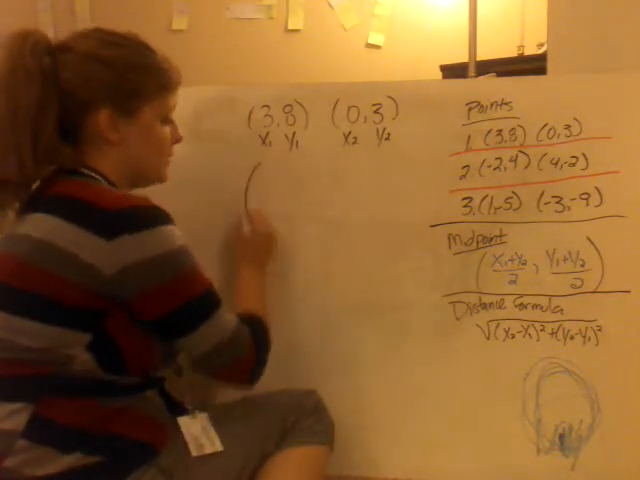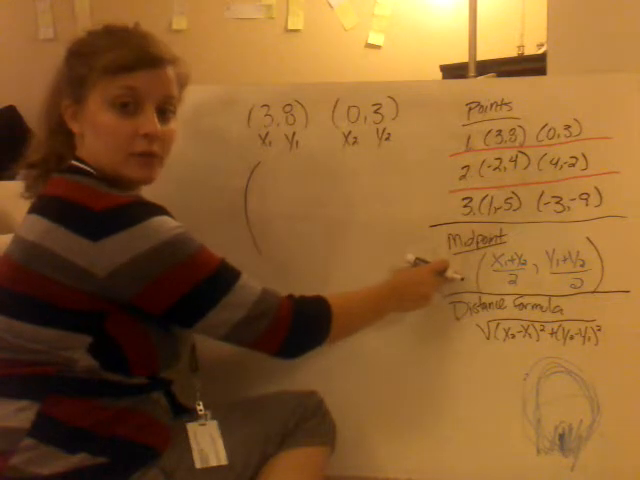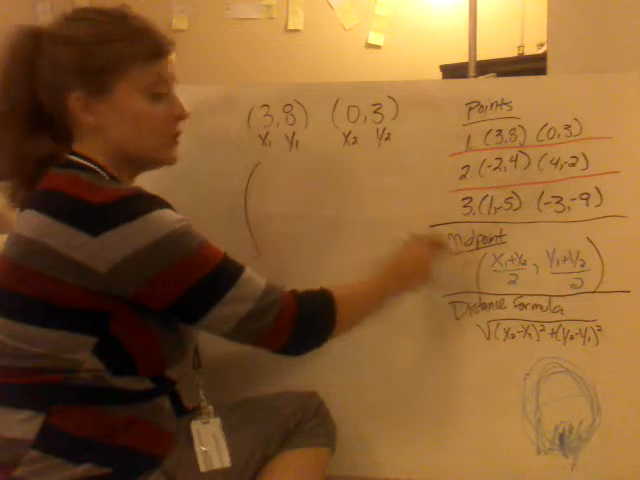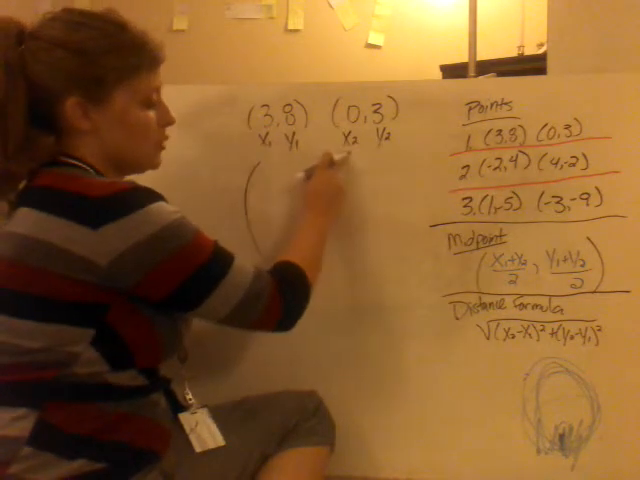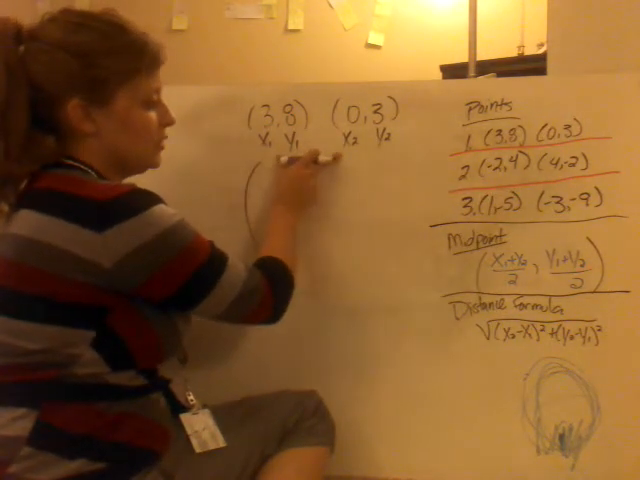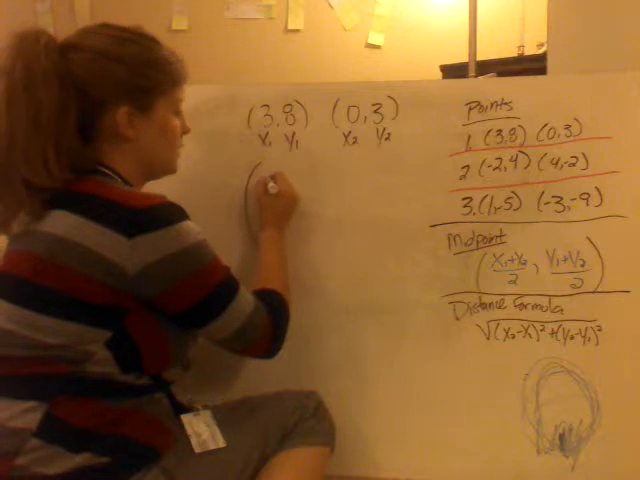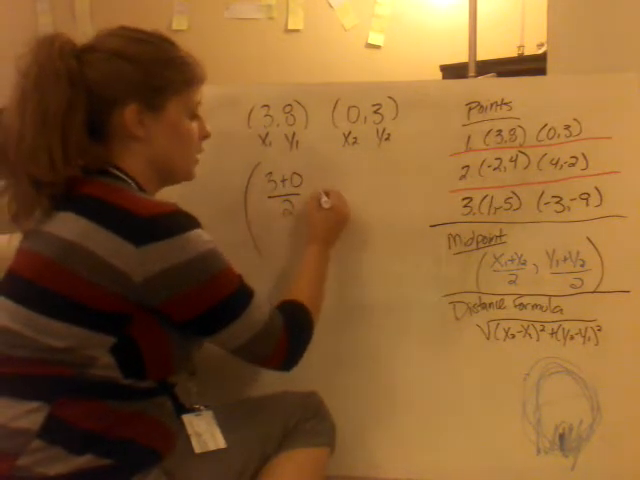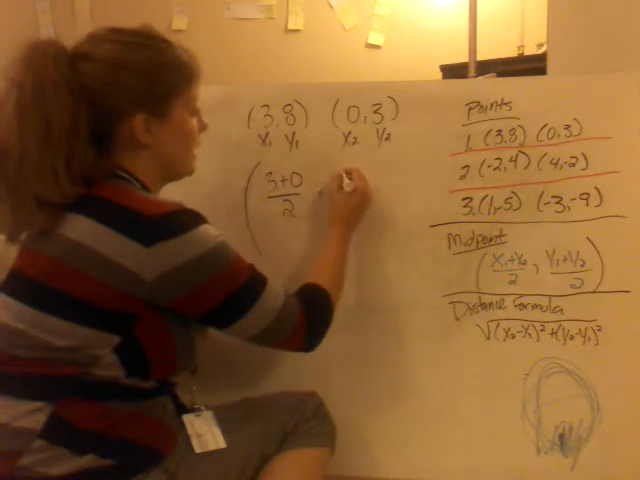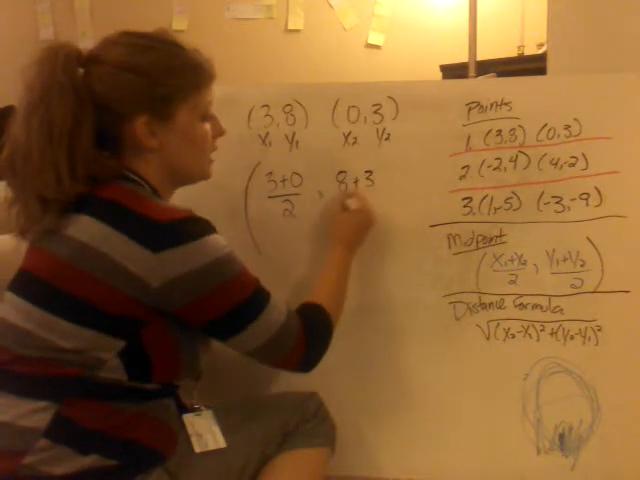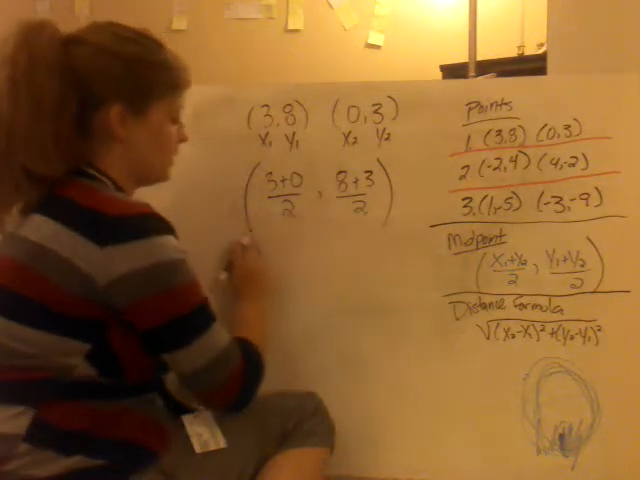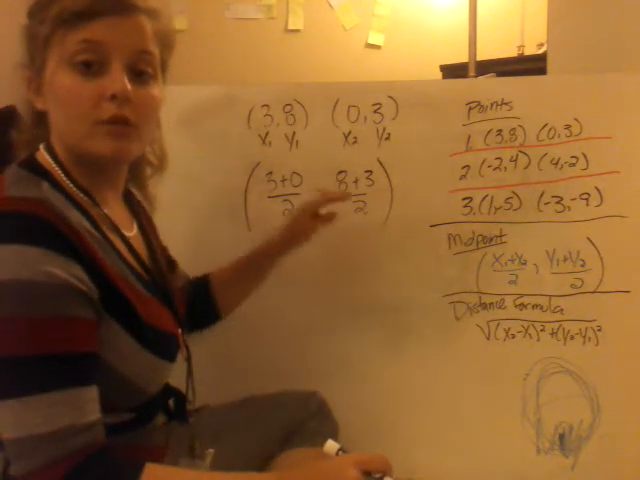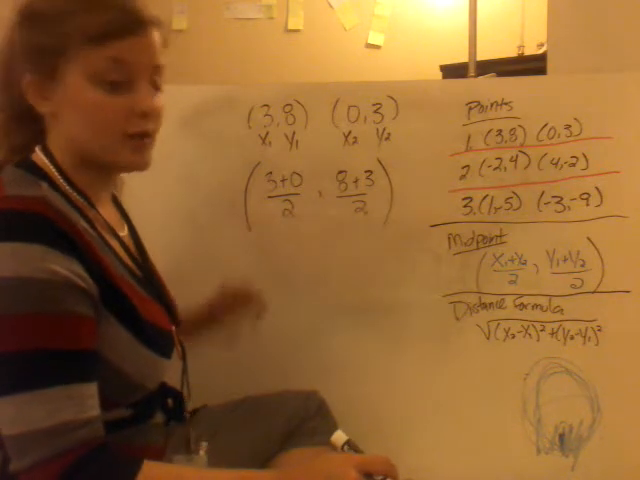Alright, so I'm going to have my big parenthesis, and I've got the formulas over here as well, just so you remember them. So I've got x1 plus x2 divided by 2. So I'm going to go with x1 and x2 right here. So 3 plus 0 divided by 2. And 8 plus 3 divided by 2. That's the setup. That's all there is to it. You have your formula, you plug your numbers into your formula, and just do the math.